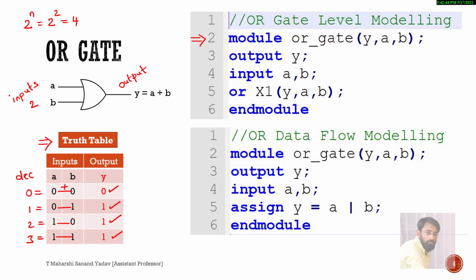Module. This is called as module name and port list. So this OR gate is called as module name. This Y, A, B is called as port list. Port list means how many inputs are there and how many outputs are there. So I am following the syntax of output, input. So first I am writing outputs, then inputs.